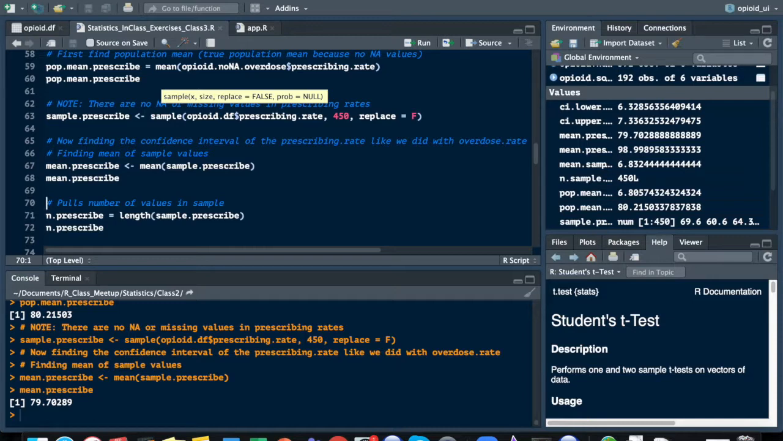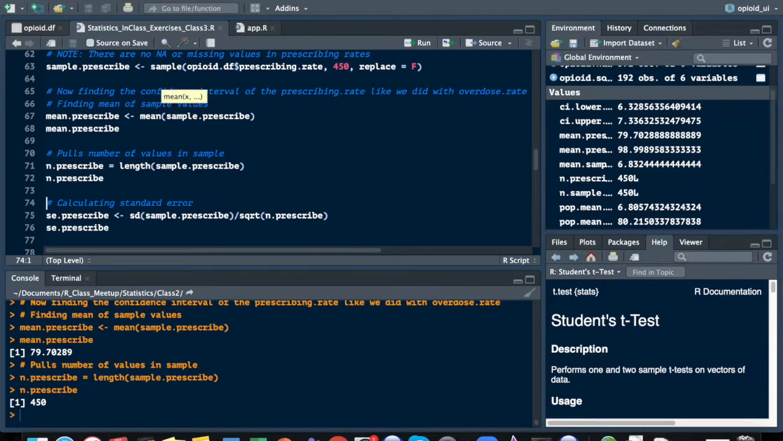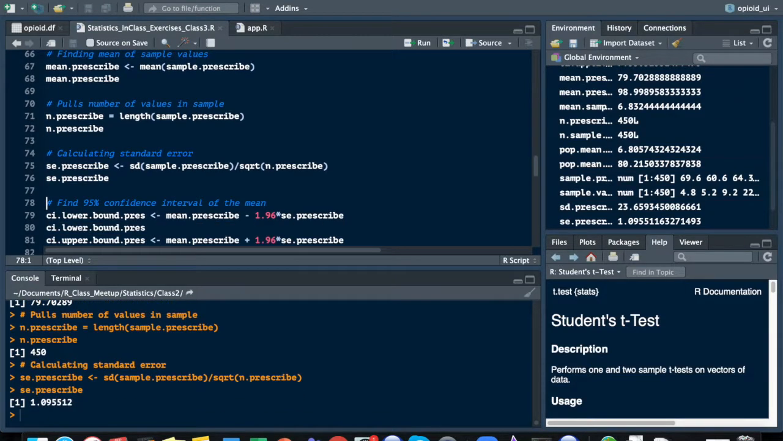We should see 450 here because we took a 450 item sample. And then we're doing our standard error, which is standard deviation divided by the square root of the sample size, or the amount of rows in our data. So that is 0.09. So that refers to how much error is in our data.